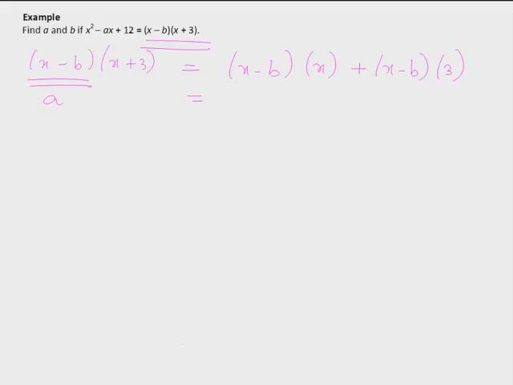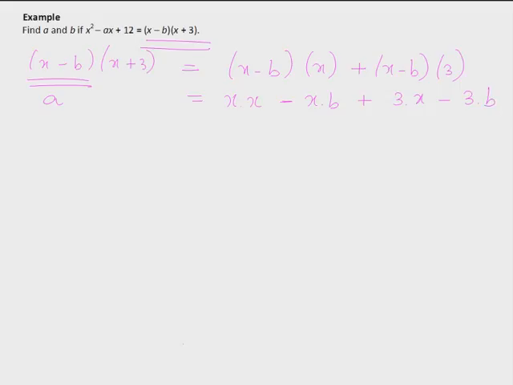Now I can use the distributive property again. x is being distributed across x minus b, so that becomes x into x minus x into b. And here 3 is being distributed across x minus b, so that becomes 3 into x minus 3 into b.